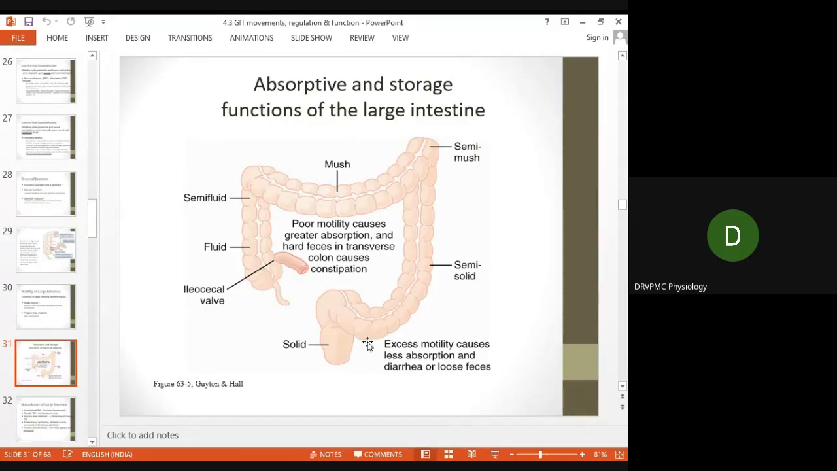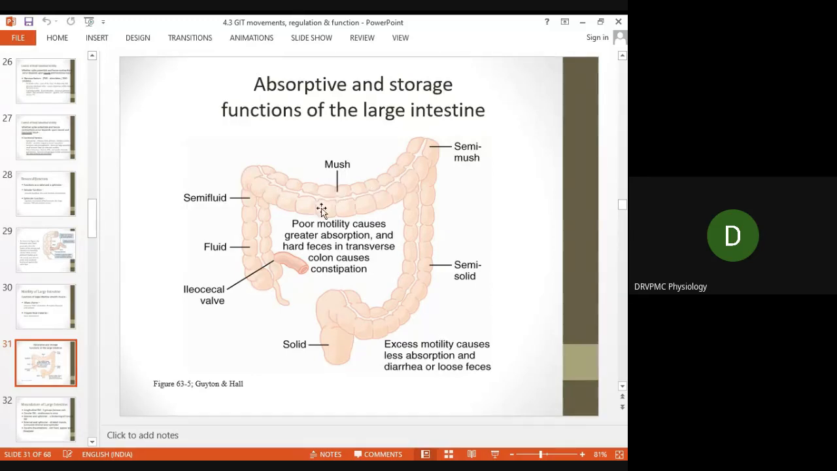So this is the diagram of the large intestine. You can see this is the ileum, the terminal part of the small intestine. This is the cecum, the first part of the large intestine, with the vermiform appendix. This is the ascending colon. Here the content is very much fluid. As it moves further, the content becomes semi-fluid. This is the hepatic flexure of the colon, the first bend. This is the transverse colon.